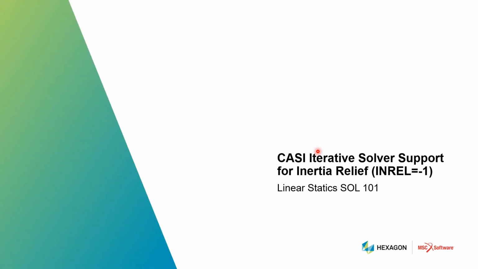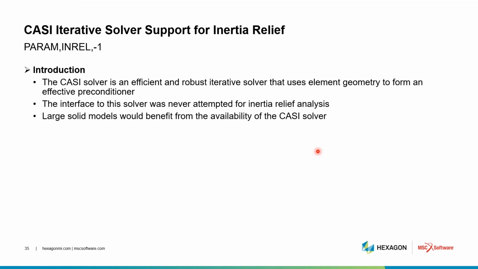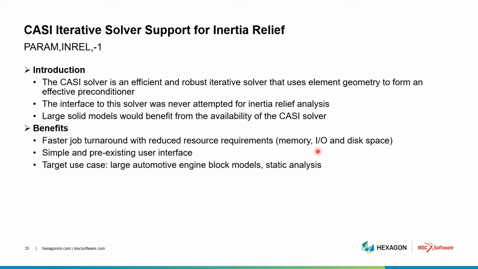Moving on, Cassie Solver support for inertial relief, parameter -1 for solution 101. So Cassie Solver is an efficient and robust solver that uses element geometry to form an effective preconditioner. The interface to this solver was never attempted for inertia relief analysis before, so we have added that, and large solid models would benefit from the availability of Cassie Solver.